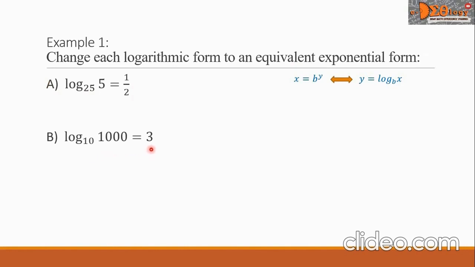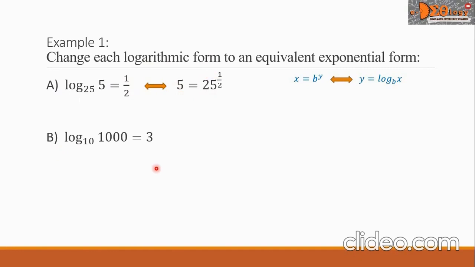So let's start with letter A. This is the equivalent exponential form. Take note, this is log of 5, so we will write here the number 5 equals, the base is 25, so we will use this base as the base of the exponent. And this 1/2 here is exactly the exponent. So we have 5 equals 25 raised to 1/2. So this is the answer for letter A.